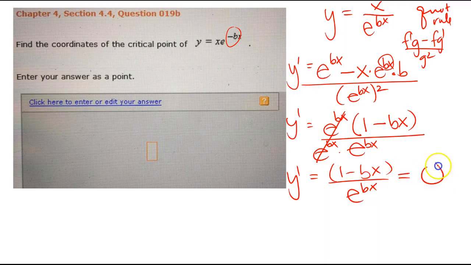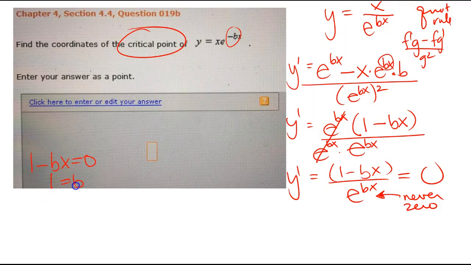Notice, I want to set this equal to 0 to find critical points. This denominator, e to the bx, is an exponential growth function, never 0. So we only need to worry about the numerator. 1 minus bx equals 0. I'm going to add bx to each side. Divide by b. X equals 1 over b. That's where I have my critical point.